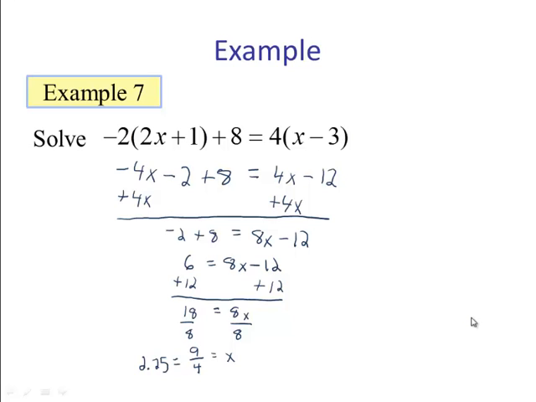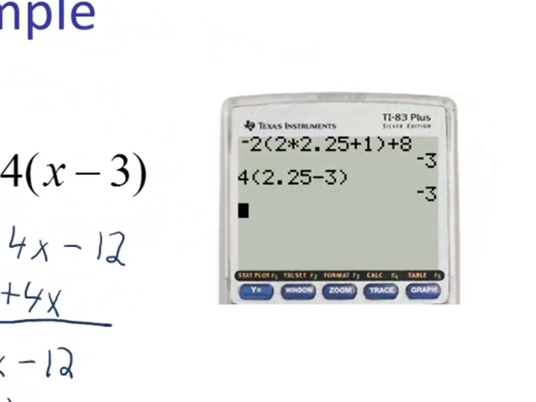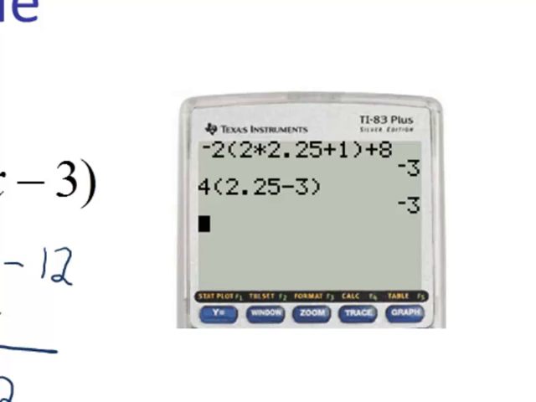Again, I'm going to put in the left-hand side, and everywhere I see an x, I'm going to substitute 2.25, and I get a value. And then I'm going to substitute the right-hand side in, and hopefully I'll get the same value. So negative 2 times quantity 2 times 2.25 plus 1 plus 8 gives me negative 3. And when I put in the right-hand side, 4 times the quantity 2.25 minus 3, I get negative 3. So it checks.